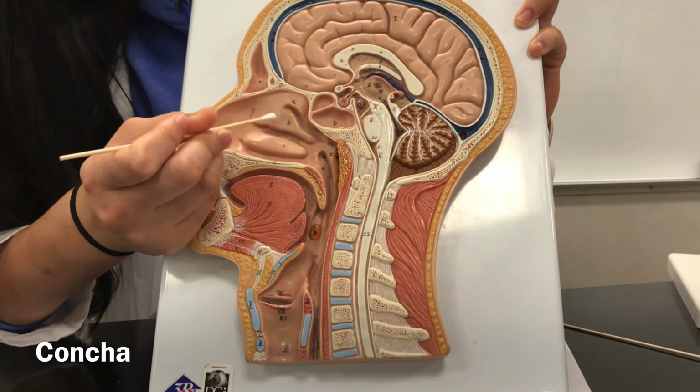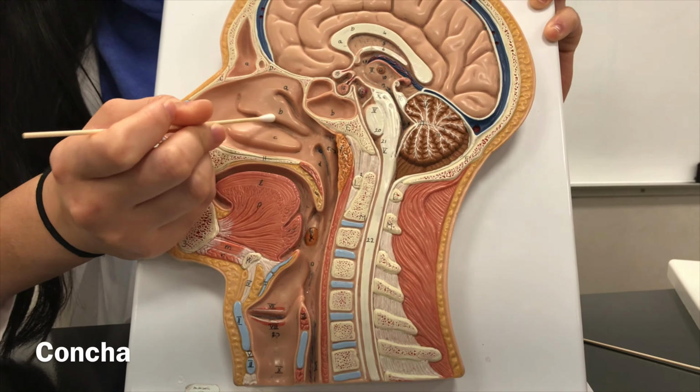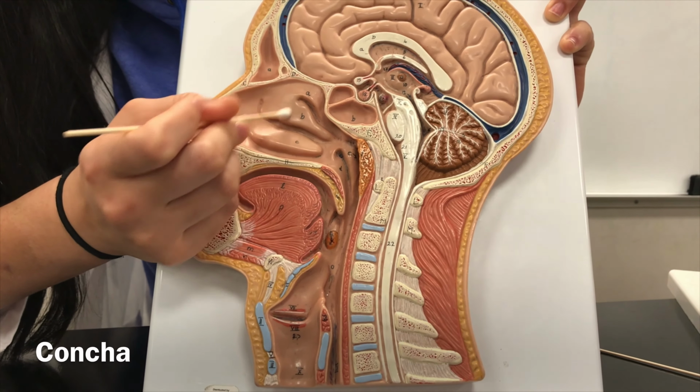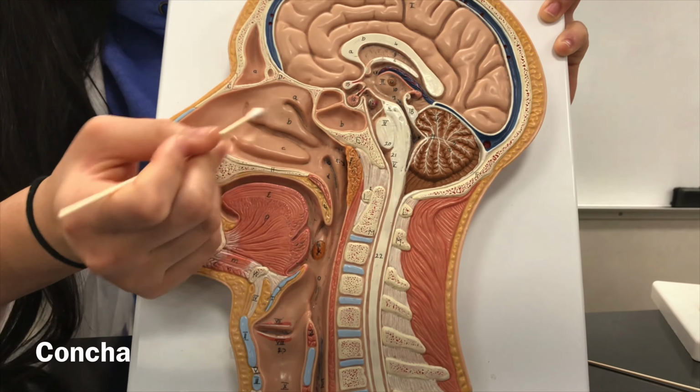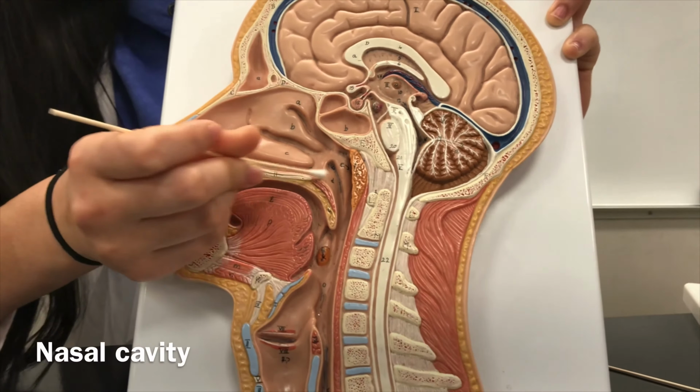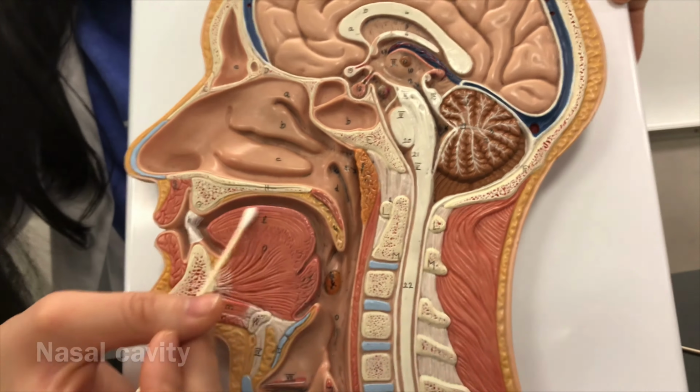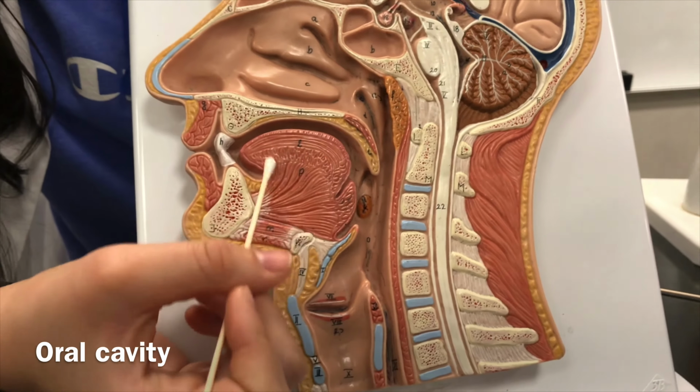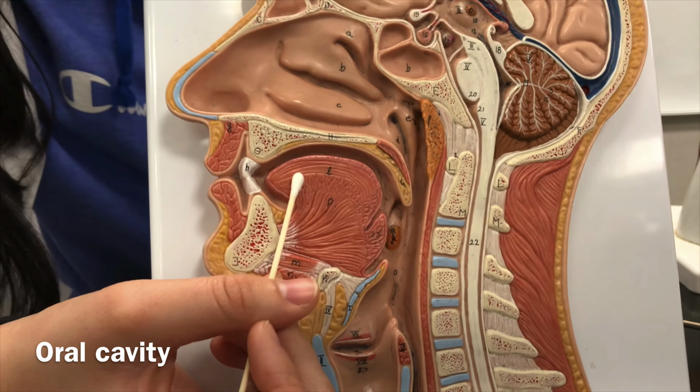Couple other things, you have your concha, which are these little shelves or shell parts within the nasal cavity right here, which is inside your nose. So this would be your nasal cavity, and then this is your oral cavity down here in your mouth. Your tongue fills up a lot of the oral cavity right here.